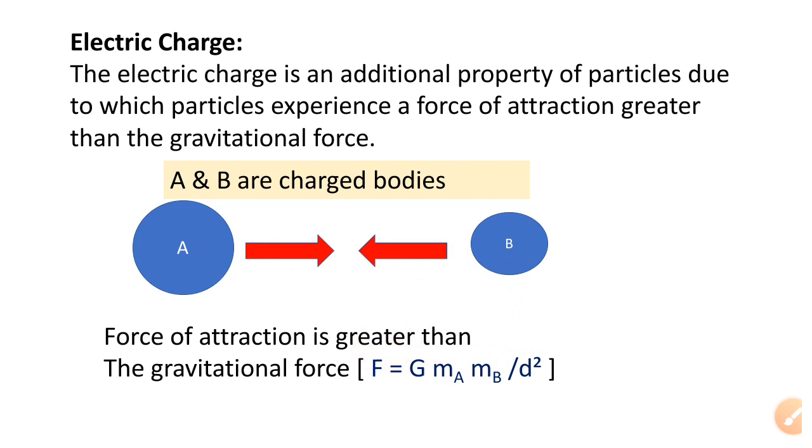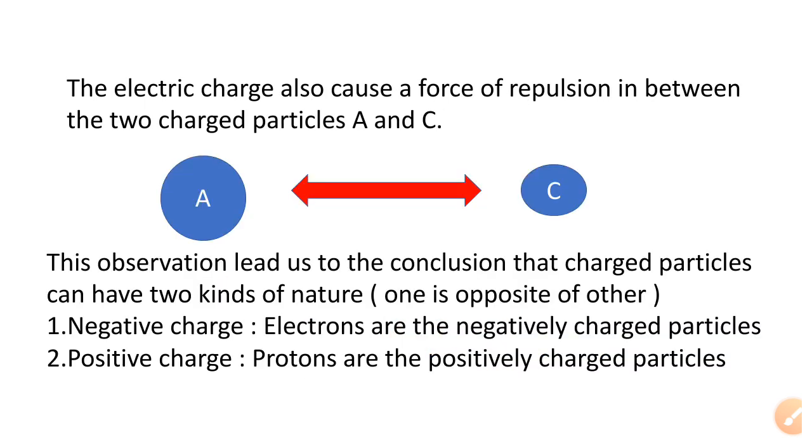Okay, now for the charged particles there is one more additional property. If the two charges are kept near to one another, then there may be one more thing possible, that is the repulsion between those two charged particles. So here electric charge also causes a force of repulsion between two charged particles A and C. Here in the place of B we have taken C. And the observation that we got here leads us to a conclusion that there are two types of charged particle, two kinds of nature of charge.